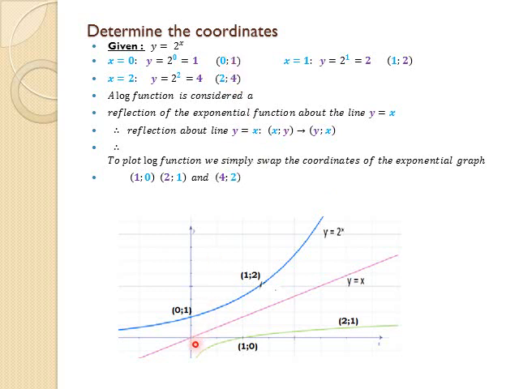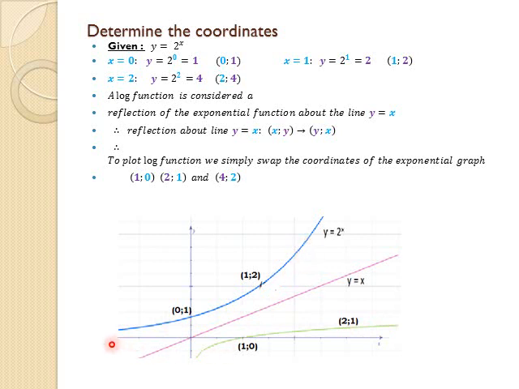So (0, 1), (1, 2), and if I had (2, 4), it would be further higher up. If I draw a line through it, that is what my graph for y equals 2 to the power x would look like. For the log function, I simply swap the values. So (0, 1) became (1, 0), and (1, 2) would then become (2, 1), and therefore I plot through them.